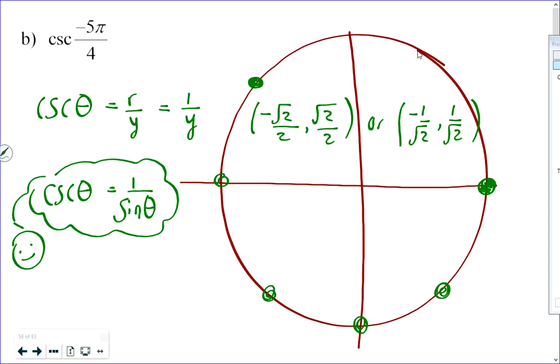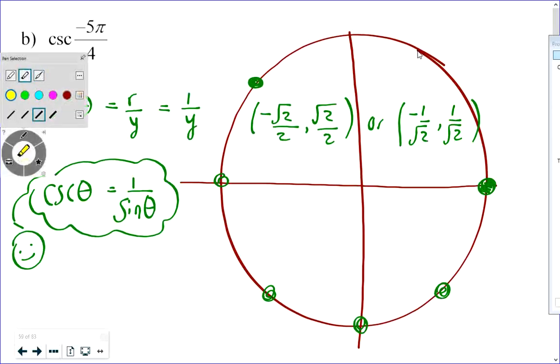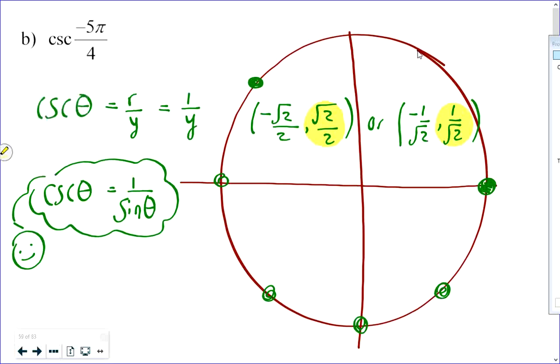Or, if you like, this thing that I'm going to highlight is sine of negative 5 pi over 4. So cosecant is the reciprocal of that thing. But I think it's smarter to reciprocate this one rather than the other one, because I get a simpler answer, don't I? The reciprocal of root 2 over 2 is 2 over root 2. That's pretty messy, whereas the reciprocal of 1 over root 2, which is the same thing, is simply root 2.